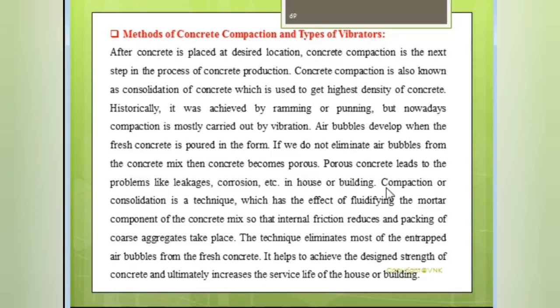Then compaction. After the placing, concrete needs compaction. Why is compaction required? At the time of mixing or placing of concrete, small air bubbles form in the concrete. So those bubbles we have to remove. If we do not remove them, what will happen? Can anyone tell me? Yes, students.